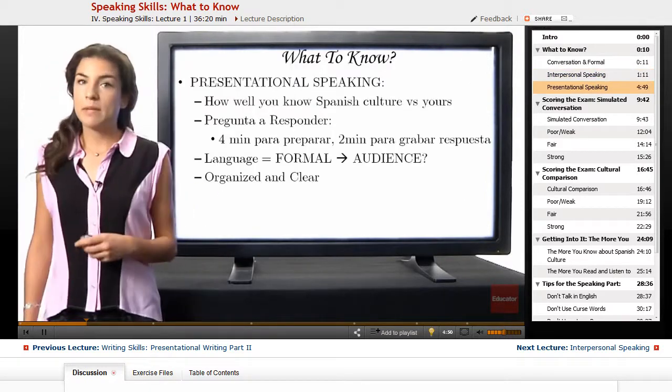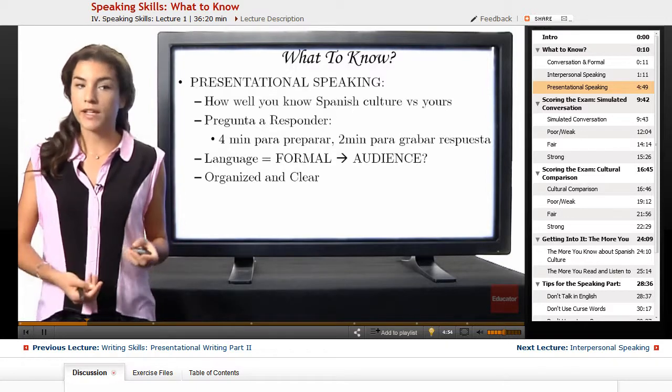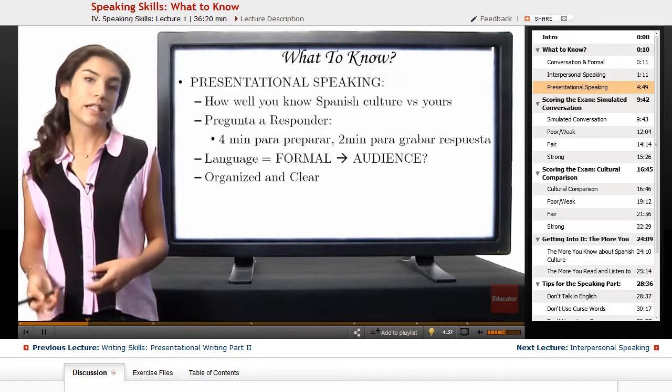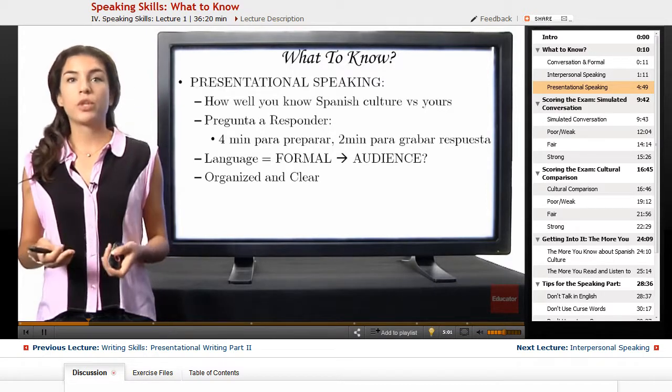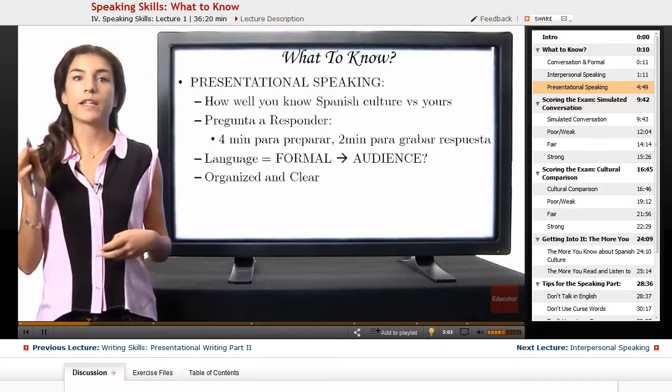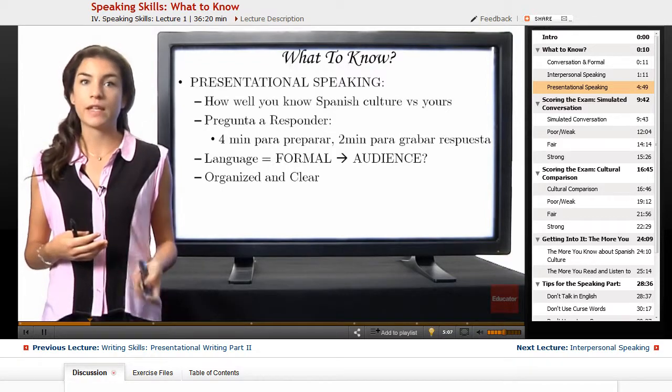The presentational speaking, as I told you, we have two parts: the interpersonal speaking, so a simulated conversation, and the presentational speaking. In this part, the structure should be similar to the part that we had in the writing skills in part 2, which was the essay, the persuasive essay.